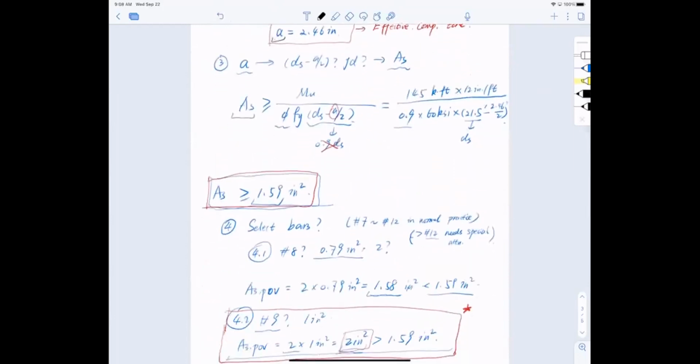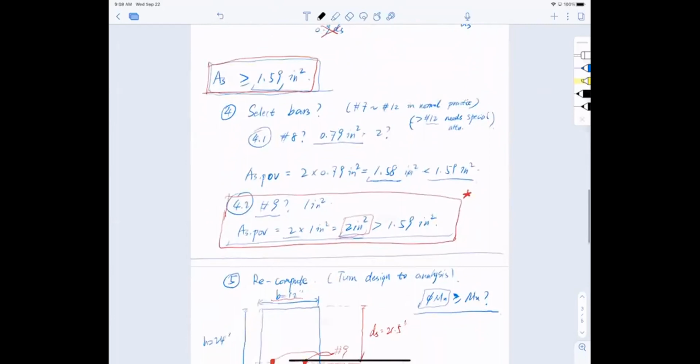1.59 inch squared. So what does it mean? What does it mean by 1.59 inch squared? That means that I need to provide enough bars that have a reinforcement area larger than this number. So I have several options, right? I can either choose number 8 bars or number 9 bars. These are my favorite bars.